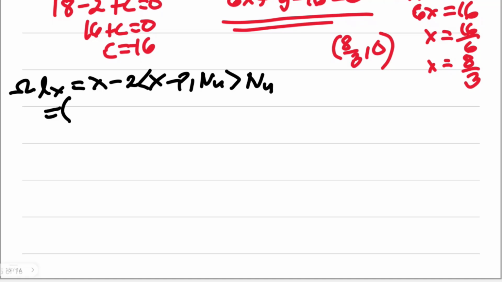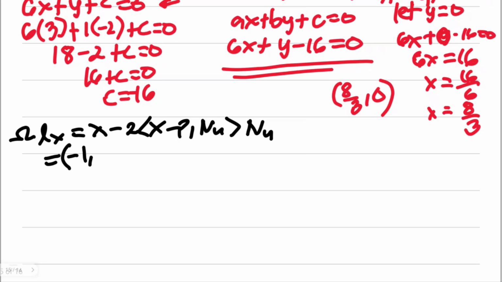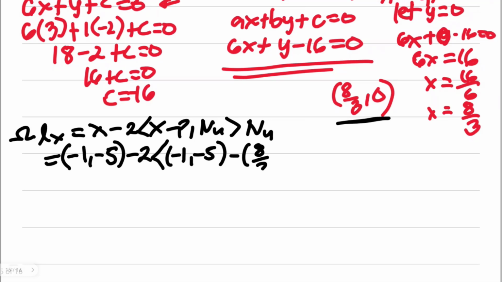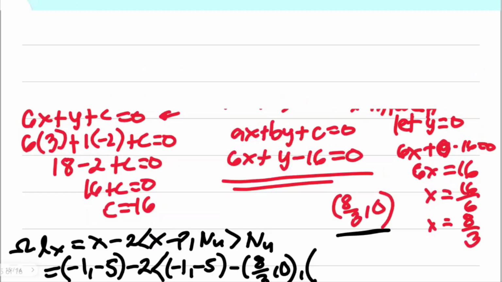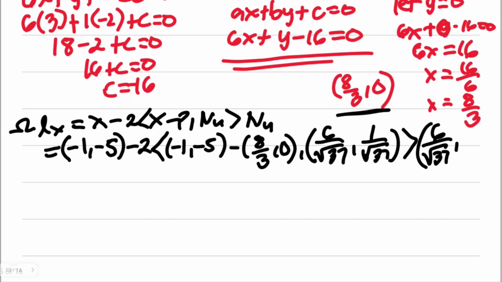So our x is again this one here, (-1, -5). So (-1, -5) minus 2 times (-1, -5) minus our p. Okay, it just so happened that I have a fraction here, but nevertheless, it could still be used: (8/3, 0). The unit normal vector, going back here, is (6, 1). So you have 6 over square root of 37 and 1 over square root of 37. The inner product of that would be multiplied to your unit normal vector, same value. Okay, so let me continue.